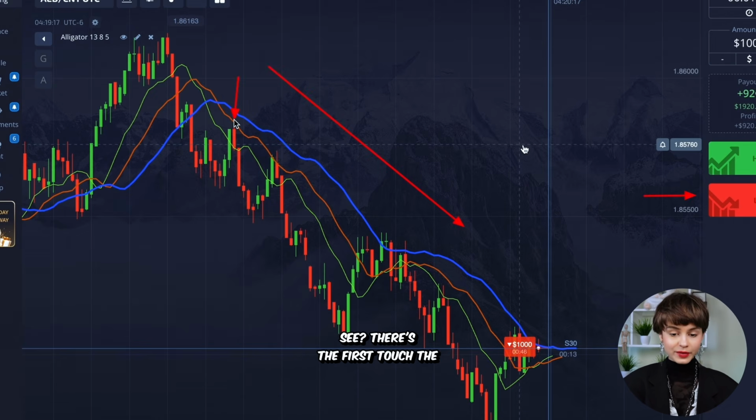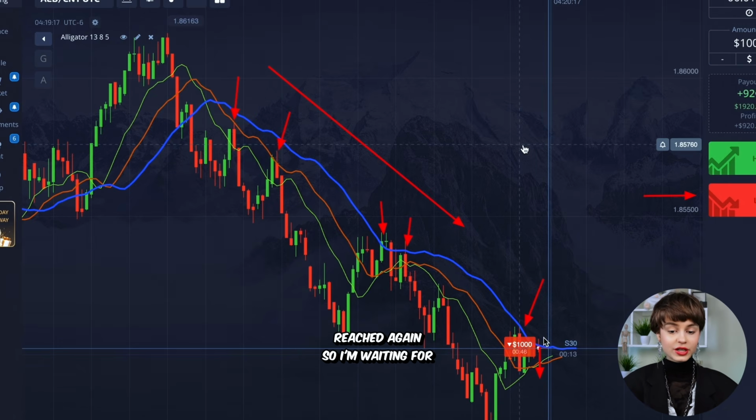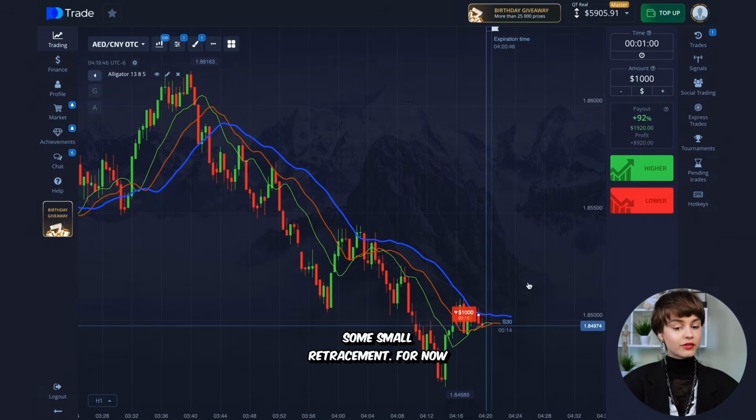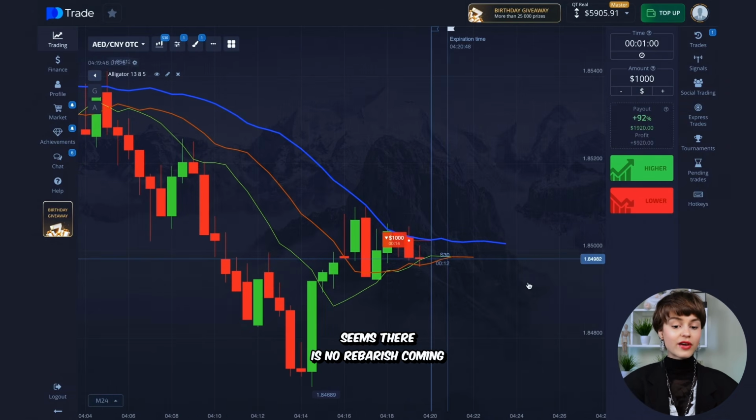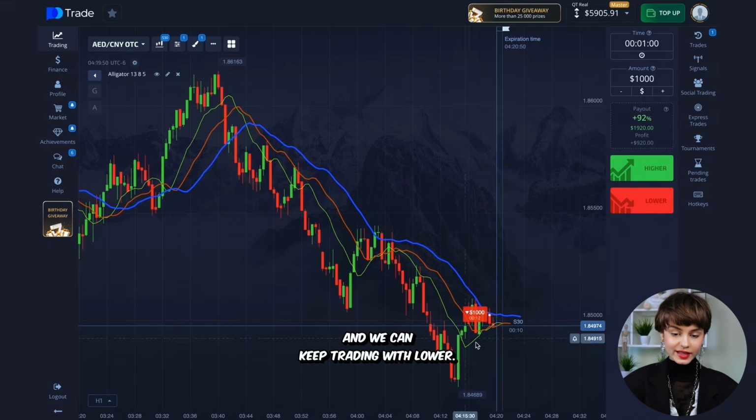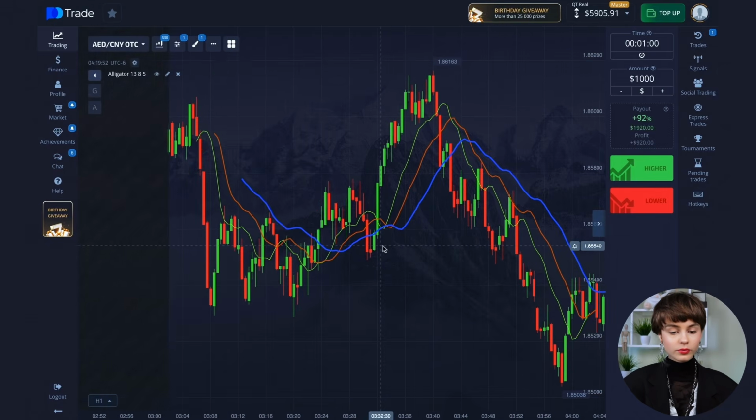And what do we see? There's the first touch, the second one. We see the third and fourth touches. And what does it mean? It means we can be retraced for the 5th time as well. Well, I mean, we're already retraced for the fifth time, now we're reached again, so I'm waiting for some small retracement. For now, seems there's no reverse coming and we can keep trading with lower.